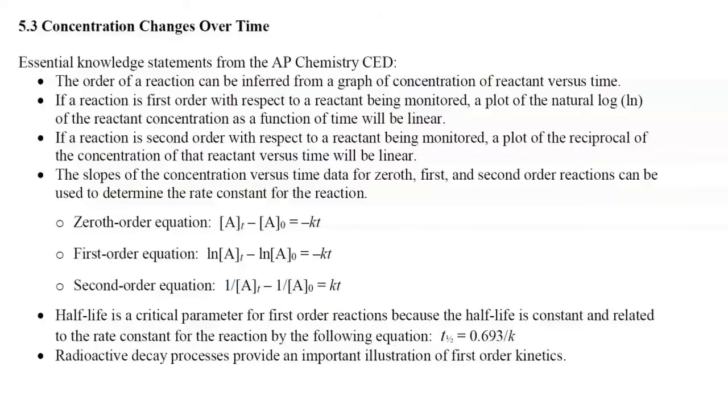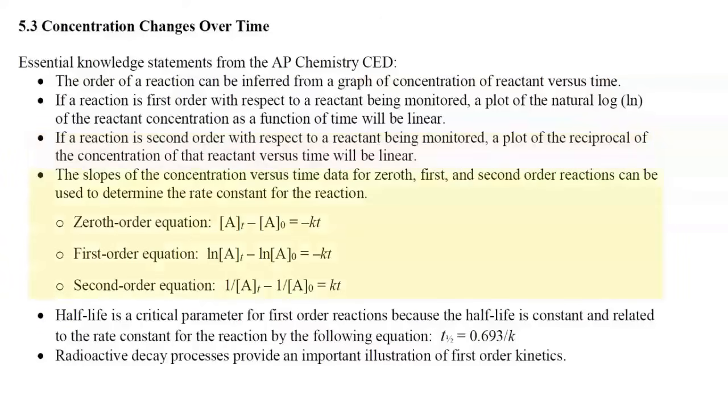Topic 5.3, concentration changes over time. Here are some essential knowledge statements from the AP Chemistry course and exam description. The order of a reaction can be inferred from a graph of concentration of reactant versus time. If a reaction is first order with respect to a reactant being monitored, a plot of the natural log, ln, of the reactant concentration as a function of time will be linear. If a reaction is second order with respect to a reactant being monitored, a plot of the reciprocal of the concentration of that reactant versus time will be linear.